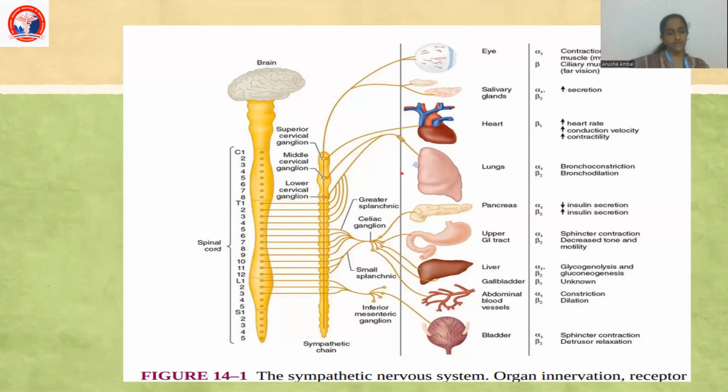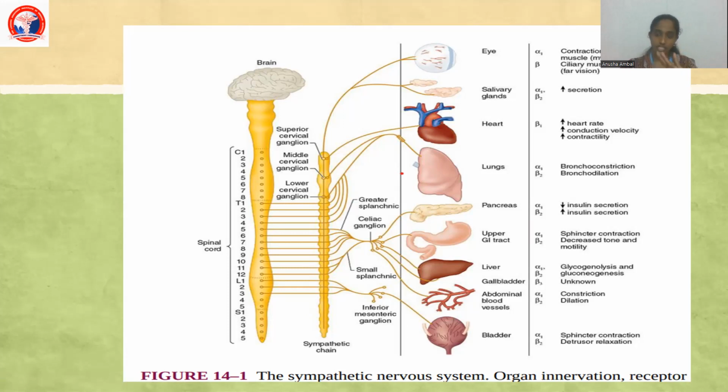What we saw in the previous slide was a comparison between sympathetic and parasympathetic. What we are going to see in this slide is a comparison within the sympathetic alone, comparing the alpha and beta receptors, both of which come under the sympathetic. In the eye, whenever alpha is stimulated, there will be contraction of the radial muscles, causing mydriasis. Whenever beta is stimulated, the ciliary muscles will contract.